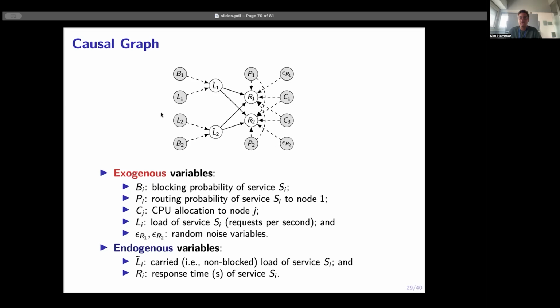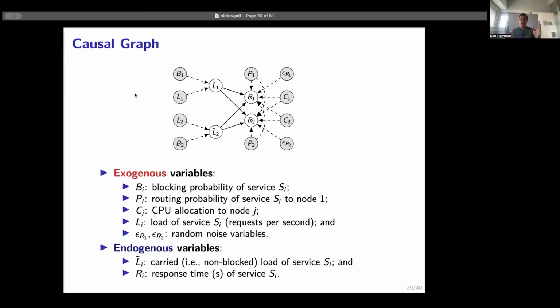Now for the endogenous variables, we have the response times R1 and R2, and we also have the carried loads. So the carried load is the non-blocked load of each service, which is why you see that the carried load has a causal dependency on the blocking probability.